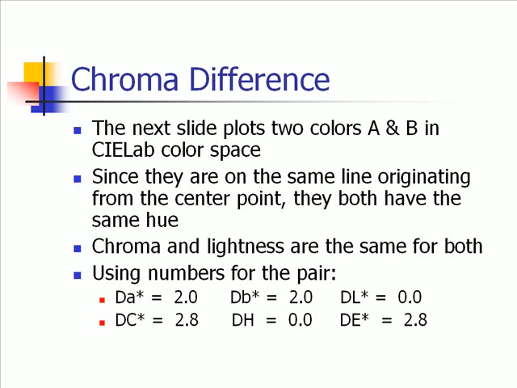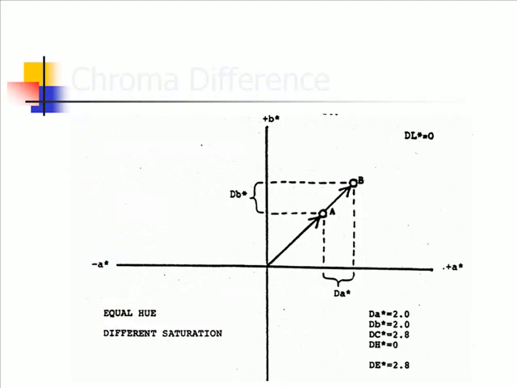All that difference comes from what attribute then? Lightness is 0 difference. Hue is 0 difference. So delta chroma is 2.8, and our total difference is 2.8. So all of the difference in this case comes from the chroma. It would look like that. So we have the same hue, but different chroma, and the lightness is the same. Okay? So we could conceive of a couple of samples that way, right?